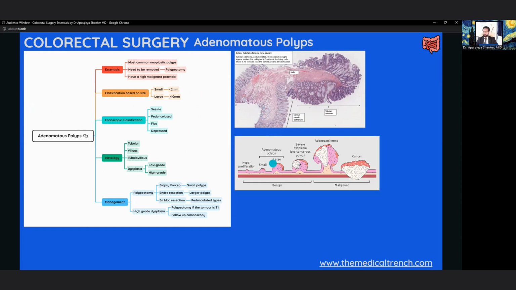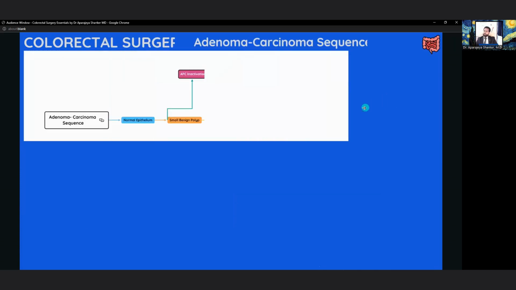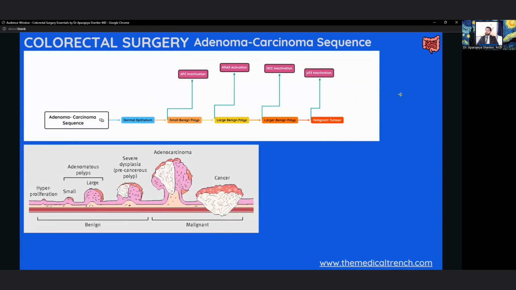Let's now go into something more important, and this is a very important thing that you need to understand. This is called the adenoma carcinoma sequence. Now, I would like all of you to take a minute to note this down somewhere and make sure you study this for your exam. This is for whether you're in 5th year or in 6th year.